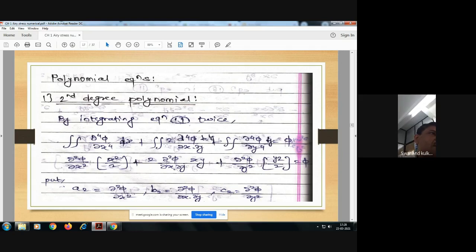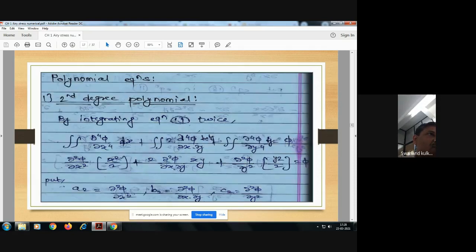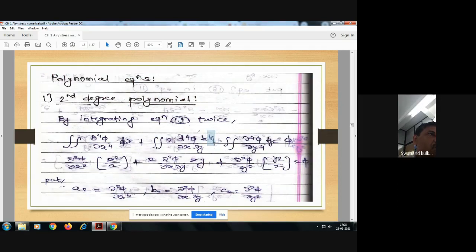So after taking this double integration, this will become 2 times ∂²φ/∂x∂y, and definitely in the first integration this dx will get converted, integration of dx as x, and integration of dy as y here. Is it okay? So 2 times ∂²φ/∂x∂y and xy. So after taking this double integration, we will get this middle term like this.